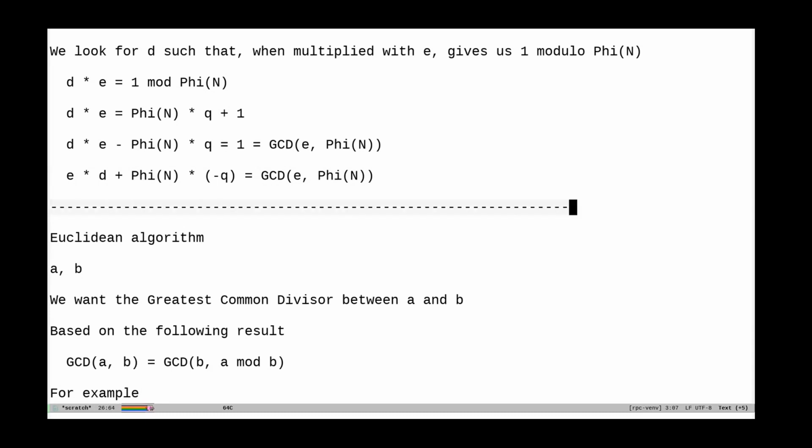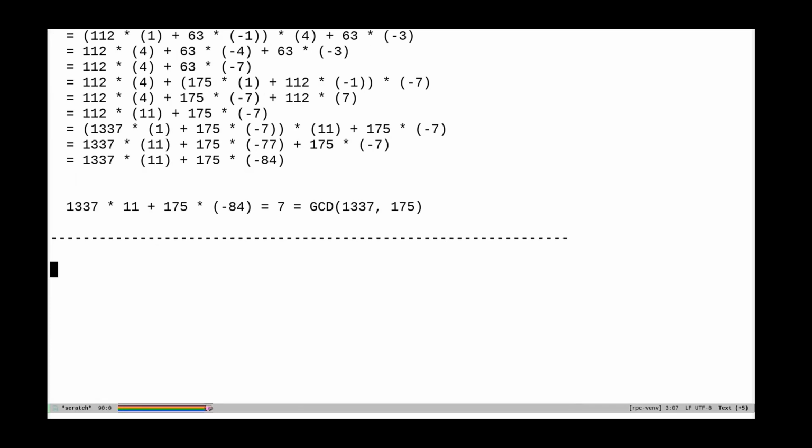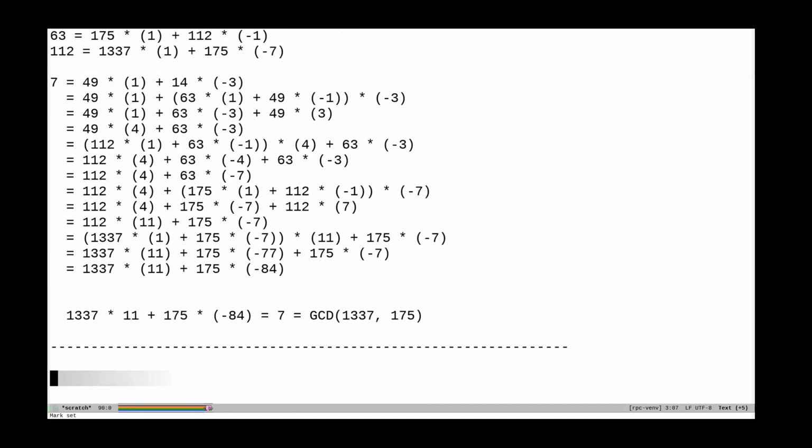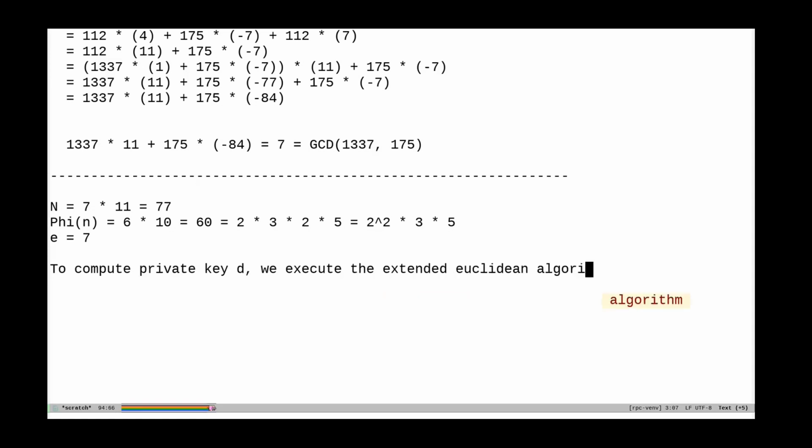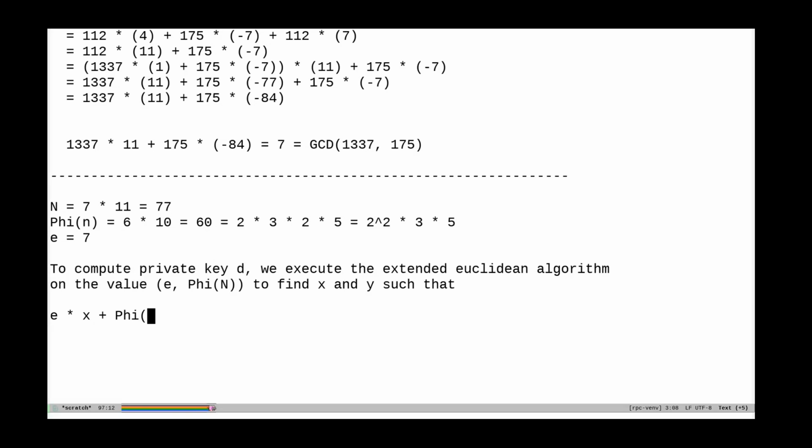So, for reviewing, to compute the private key d, we have these parameters. We execute the extended Euclidean algorithm on the values e and phi of n to find x and y such that e times x plus phi of n times y is equal to the GCD of e and phi of n, which is equal to 1. This last part is equal to 1 by construction. We know that because we chose e such that this is true.